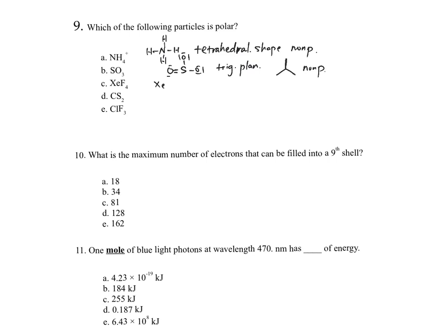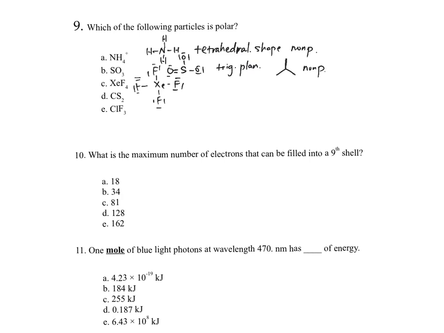Xenon tetrafluoride: if you calculate and draw the Lewis structure, you would have a total of 18 pairs of electrons.